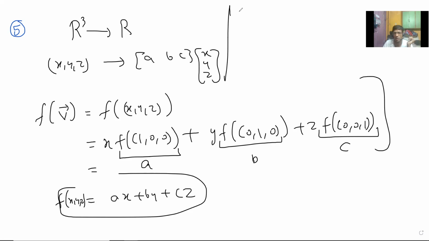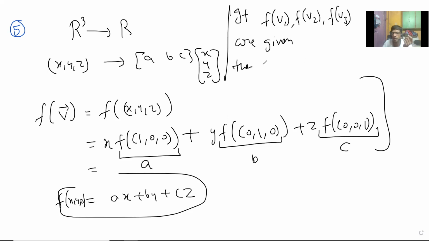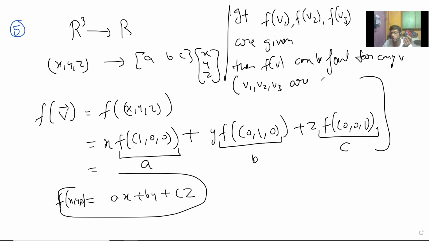So maybe I can write it as a question. If f of v1, f of v2, f of v3 are given, some three numbers are given for these three vectors, then f of v can be found for any v. Here v1, v2, and v3 are in general position. You can interpret what that means. They don't form a plane.